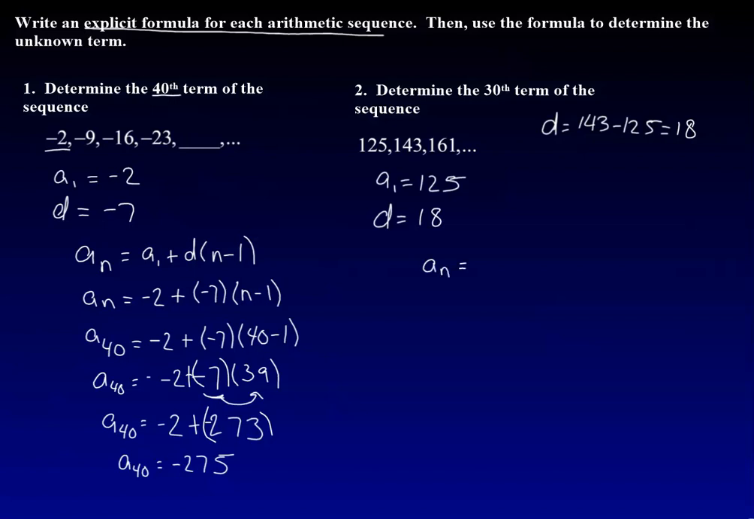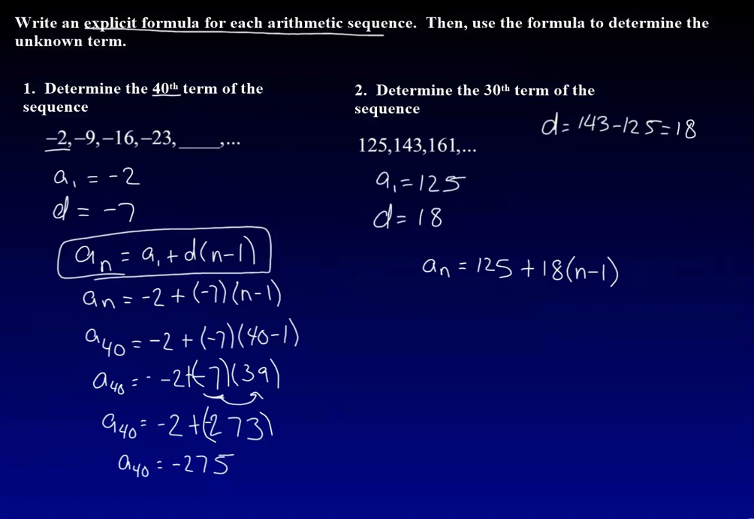So my d is 18, and now I can write my formula. A sub n equals 125 plus 18 times n minus 1. If you want to memorize the formula, which I recommend, write down the actual formula every single time you use it until you get to the point where you don't look to find it.